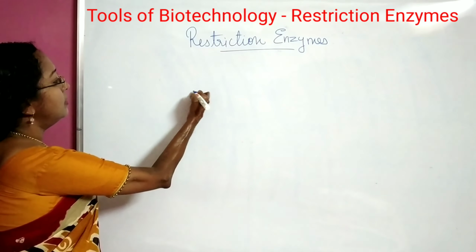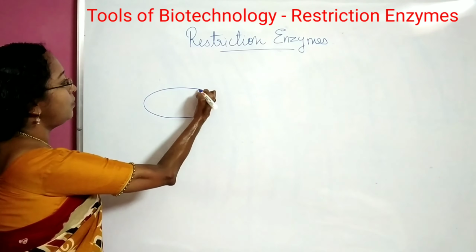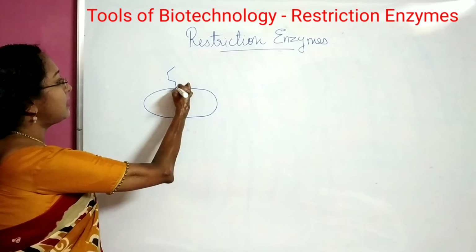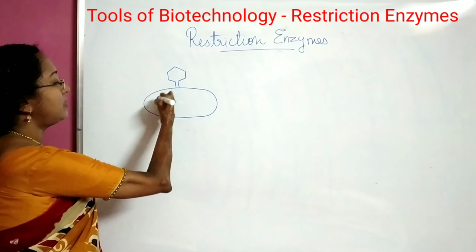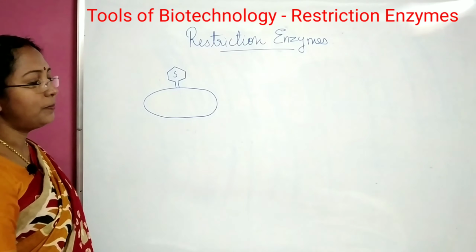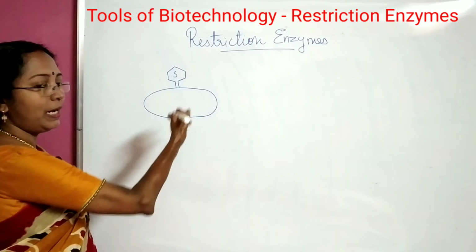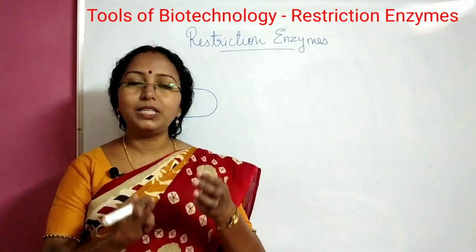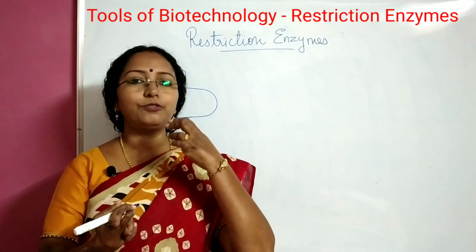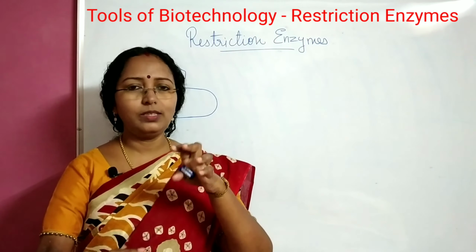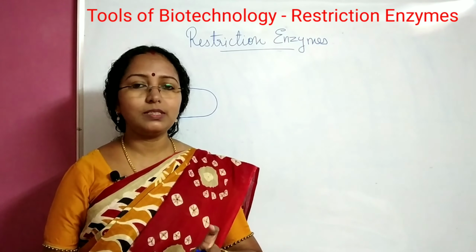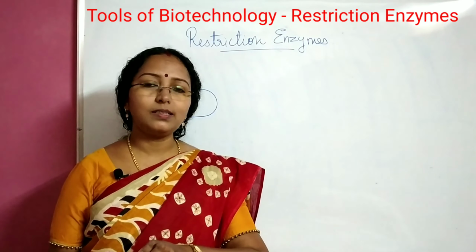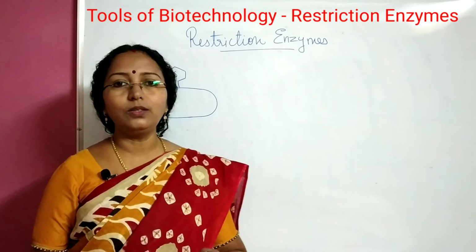So here, see children, I'm just drawing a vague structure of a bacterial cell, and this bacterial cell is attacked by a bacteriophage. Okay, this is a bacteriophage. Bacteriophage means they are viruses which attack a bacterium. Bacteriophage means bacteria eating, phages means eating. Actually, it is affecting the bacterium. Who is affecting? The bacteriophage. So they are actually viruses. So viruses which affect bacterium are called bacteriophages.